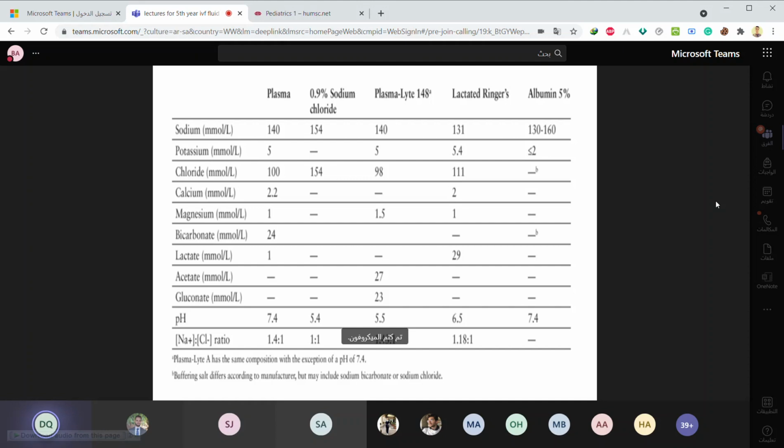Lactate, acetate, and gluconate. And the pH in our plasma is 7.4. But in normal saline it is 4.5, 5.5 in the Plasma-Lyte, 6.5 in the Ringer's lactate, and the albumin, like the plasma, 7.4. And we have the sodium to chloride ratio in the normal saline, and we call it normal saline because it has a 1:1 ratio between sodium and chloride.